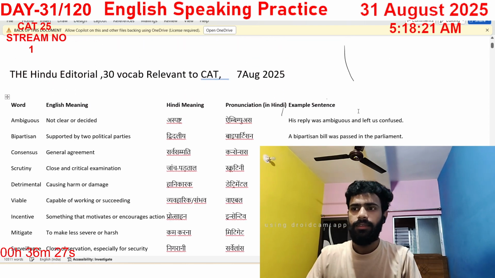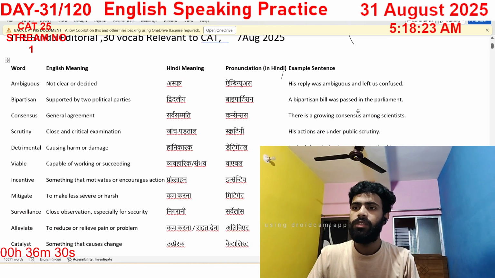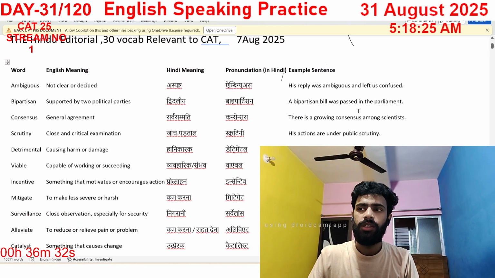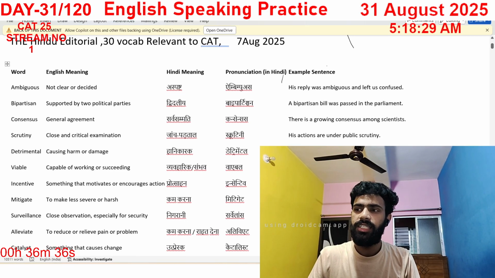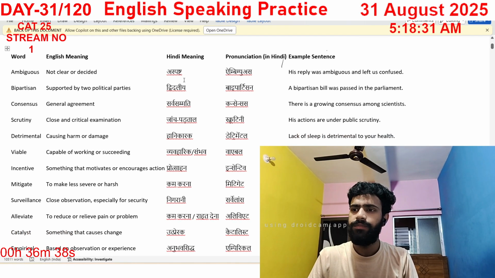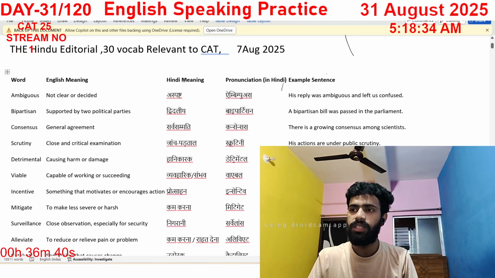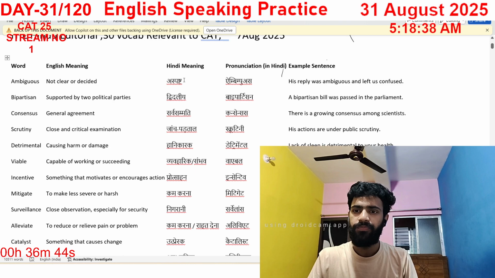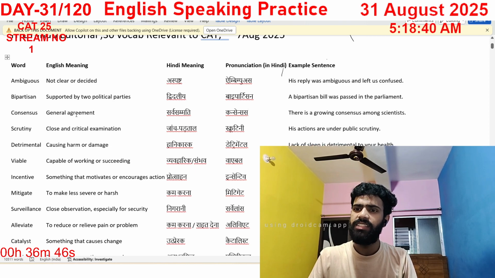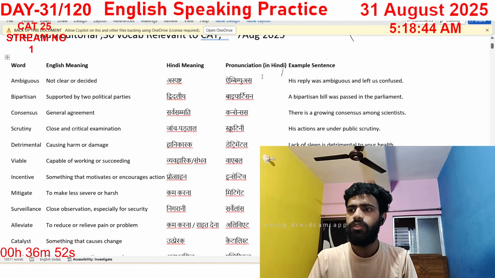Now you guys can see these are the vocabs from the Hindu editorial page. This is of 7th August. I earlier said I make 30 vocabs every day. So these are the 30 vocabs from the 7th August Hindu editorial page. So let's start revising. First, I don't know the pronunciation, so I will read this pronunciation.